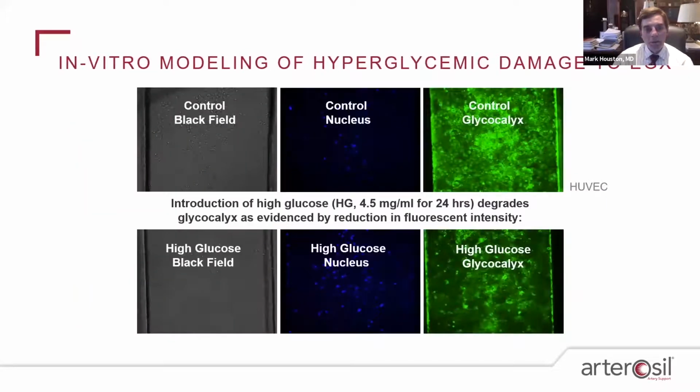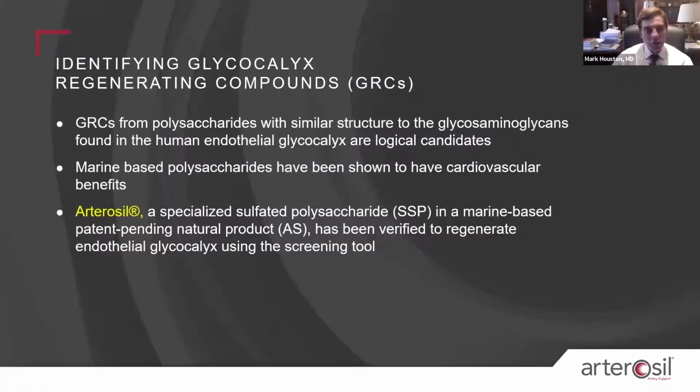So there's a lot of combinations of agents or single therapies that are very effective in repairing some of the diabetic dysglycemic issues. This is another control data looking at high glucose content that actually degrades the glycocalyx. So this is your control black field here. This is the glucose content down below in these three slides. There's your control nucleus. There's your high glucose nucleus. You can see some damage occurring here. And then here's your control glycocalyx and the high glucose glycocalyx, which shows major disarray in the glycocalyx. So glucose is a really bad actor, not just for endothelial dysfunction, but also glycocalyx dysfunction.